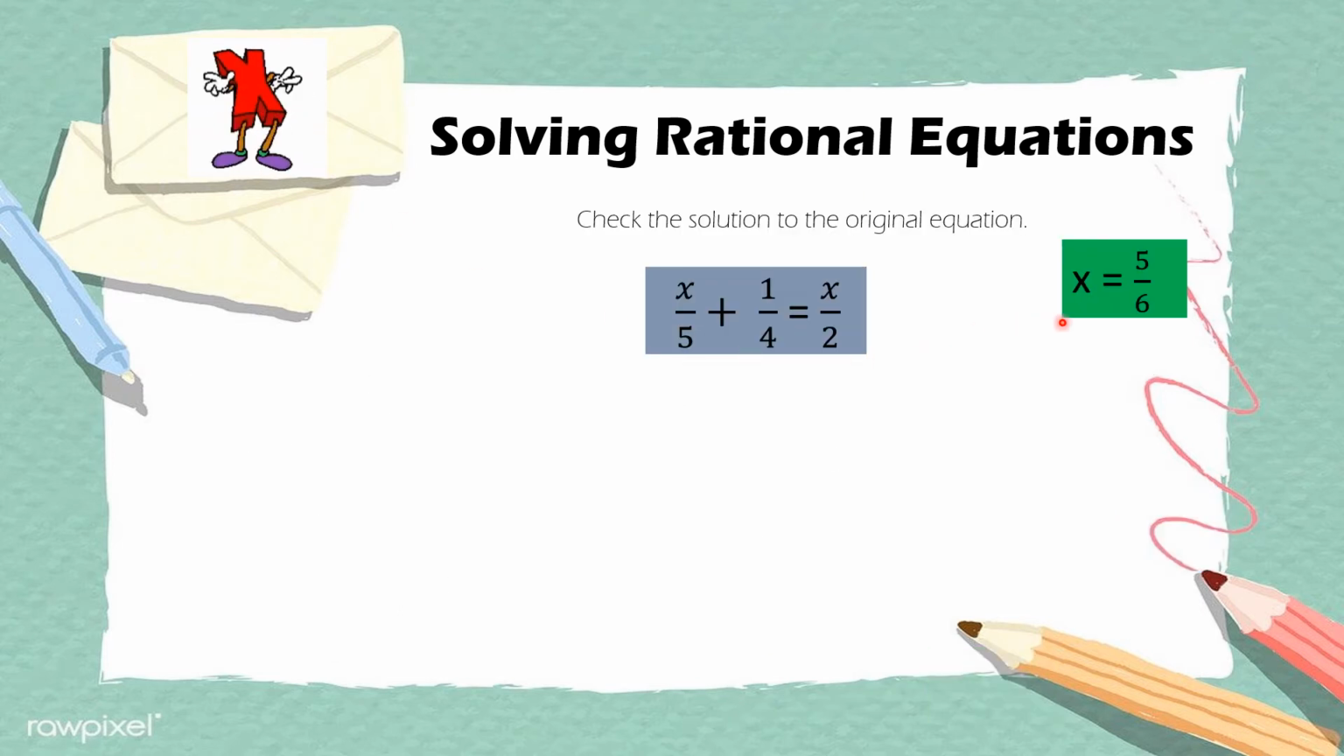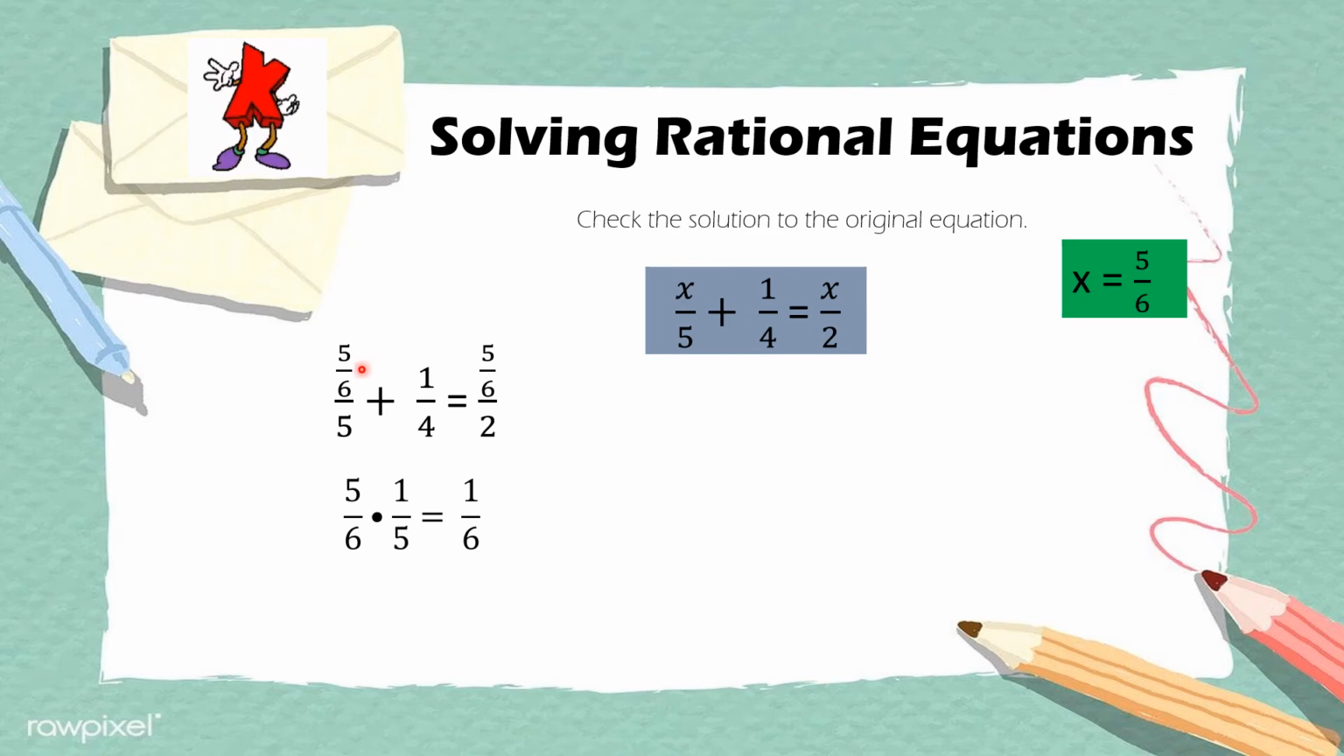Okay, so you will be thinking if 5 over 6 really makes both sides of the equation equal. So to check if our solution is correct, we will use the original equation and make the solution be our replacement value. So instead of writing x over 5, you will write 5 over 6 all over 5 plus 1/4 equals x over 2. So it will become 5 over 6 all over 2. So you need to operate on this number first.